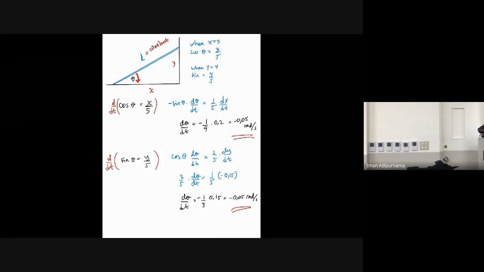We can have two approaches. We can check with the cos. We can check with the sine. Both will give the same answer, negative 0.05 radian per second.